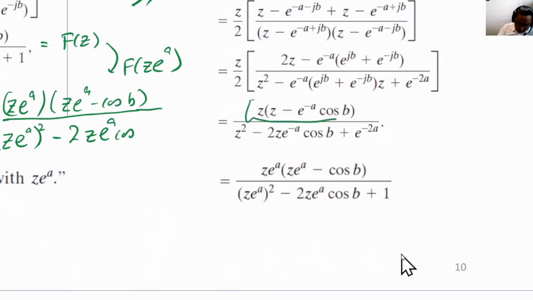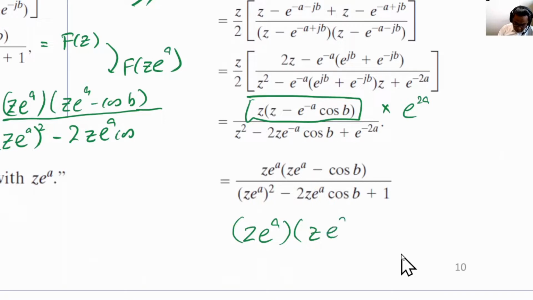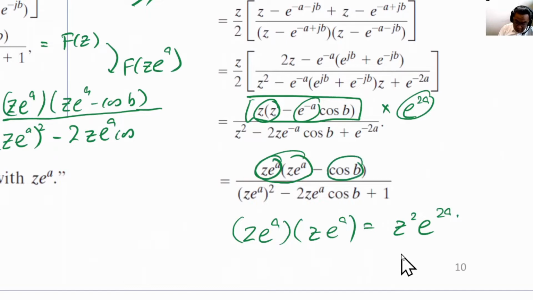We now tackle the numerator. This is multiplied by e^a. z e^a times z e^a is equal to z squared. So we have the z squared here, multiplied by e^a. The second one is e^(-a) times e^a, we'll have e^(a). So we have e^(a) times cosine b over here. So the numerator also matches.